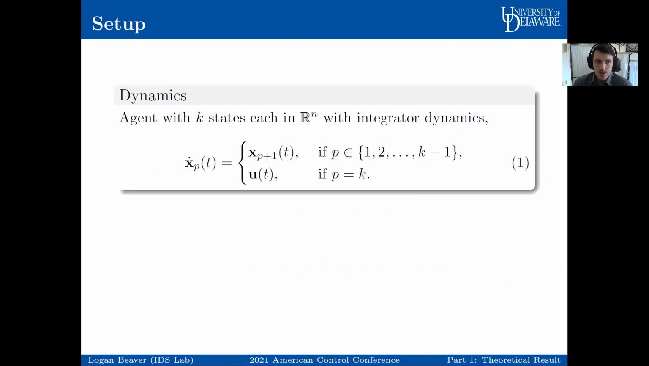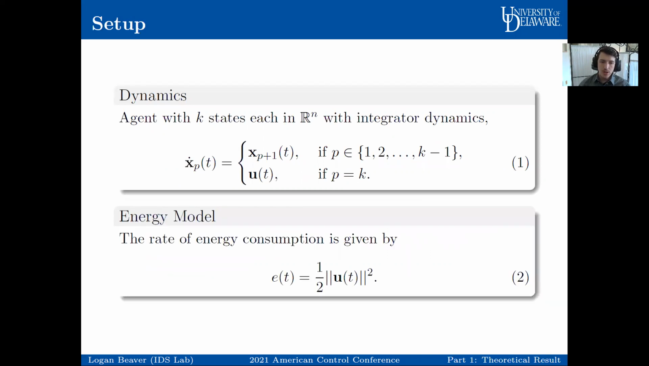So for our general result, here's the setup. We're going to have an agent that has k states, and each state is going to occupy some subset of R^n. And we're going to have integrator dynamics. So we'll start with our control input, and we can integrate all the way up to get to our position. So we've got this k integrator.